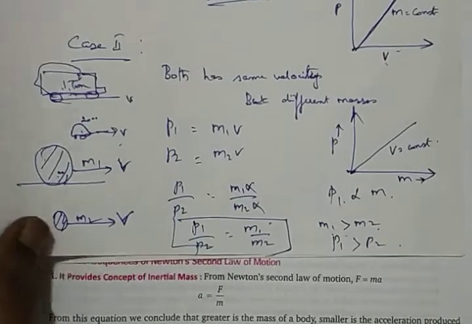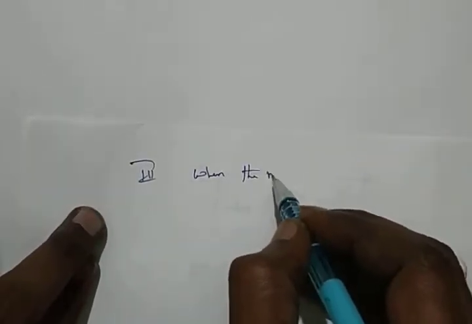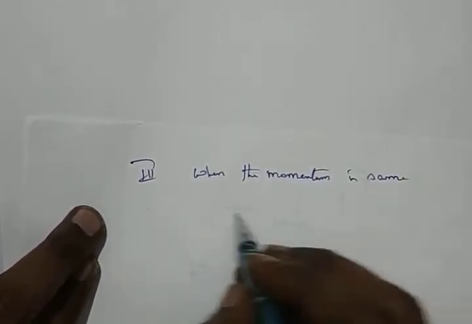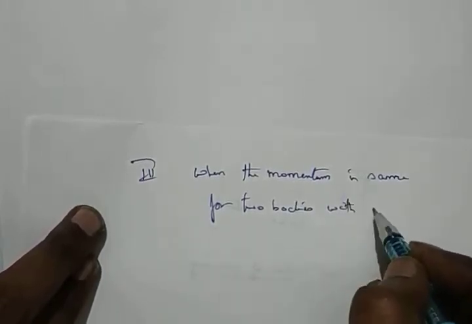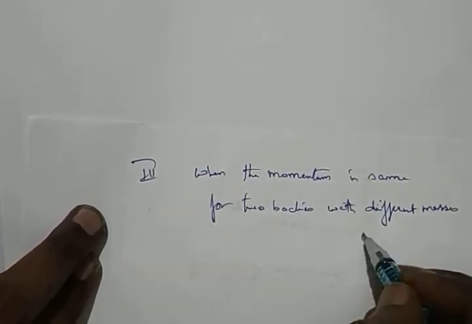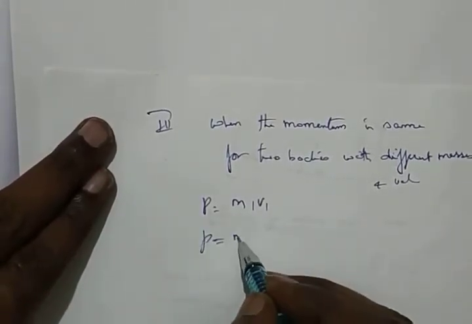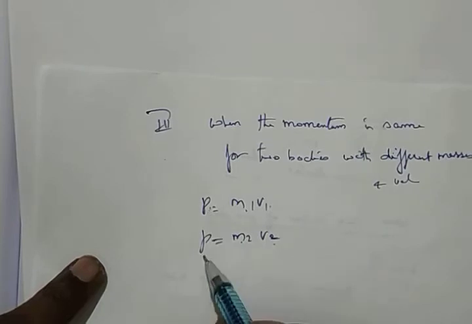Case number 3. So what is case number 3? The third case is when the momentum is the same for two bodies with different masses and velocities. So P is equal to m1 v1, and P is equal to m2 v2. Look at this one, the masses are different, m1 and m2, and the velocities v1 and v2, but momentum is the same.